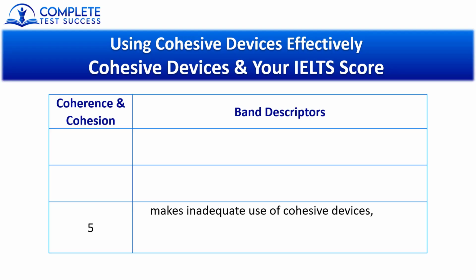So that's what we would call inadequate use of cohesive devices. It's where we needed one to understand what's happening, but the writer did not use one. Therefore, we're confused. And if you do this in your IELTS test, you will get a band 5 for coherence and cohesion. Another possible reason for getting a band 5 is that you make inaccurate use of cohesive devices.